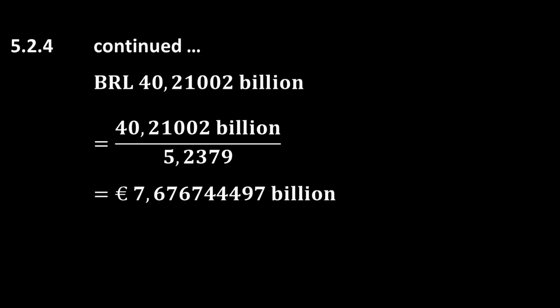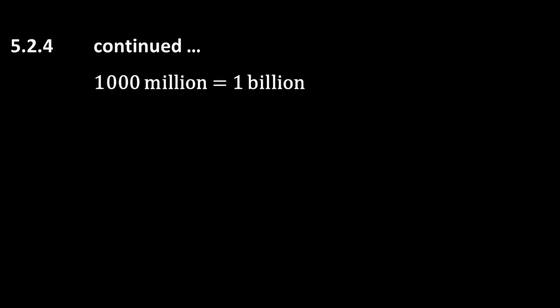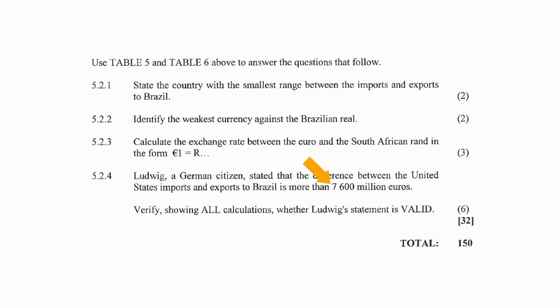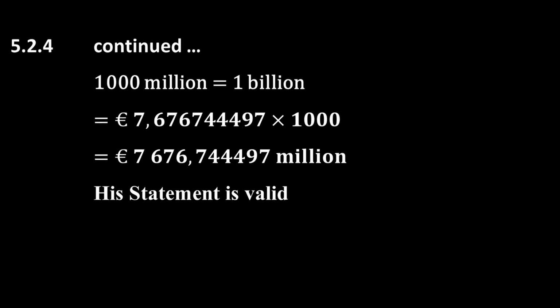7,676744497 billion euros. Since there are 1,000 millions in 1 billion, 7,676744497 billion euros equals 7,676744497 multiplied by 1,000, and this equals 7,676,744.97 million euros. Since this value is more than the stated 7,600 million euros, we have to conclude that the statement is valid.